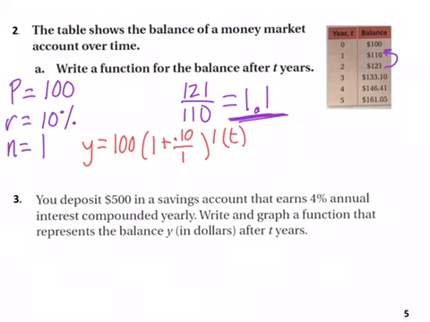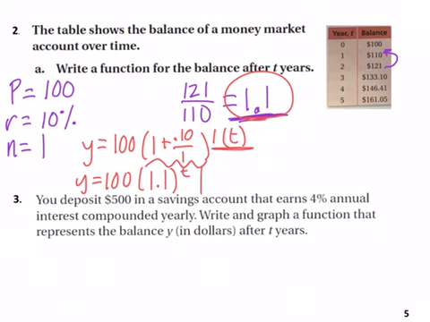So again, we just simplify inside our parentheses, which honestly we have already figured out when we divided our two numbers, that our growth rate was 1.1. So Y is equal to 100 times 1.1. And then again, 1 times T is just T. And that is our equation for this exponential function. Go ahead and try the next one.